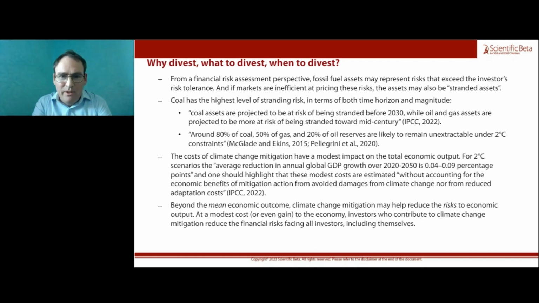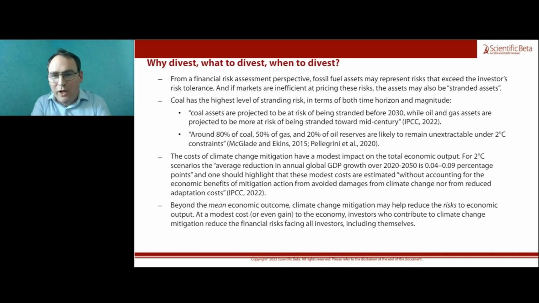So the IPCC report cites different types of economic studies that have been done and show that the cost to GDP growth would be only about 4 to 9 basis points per annum to reach a 2-degree scenario. So it's an extremely modest cost to have a 2-degree scenario. And this is without accounting for the benefits.